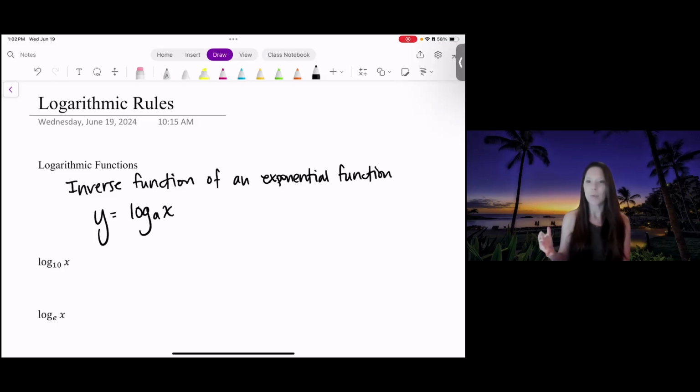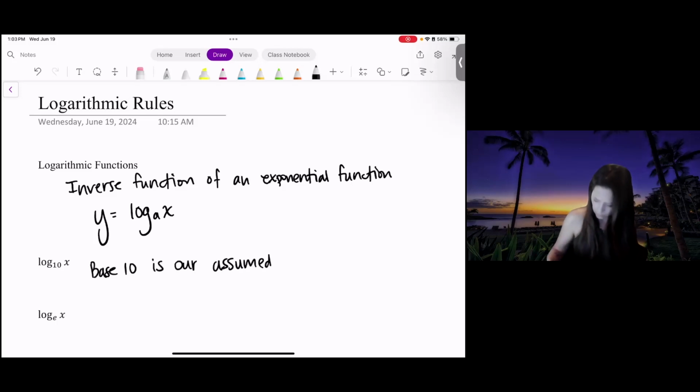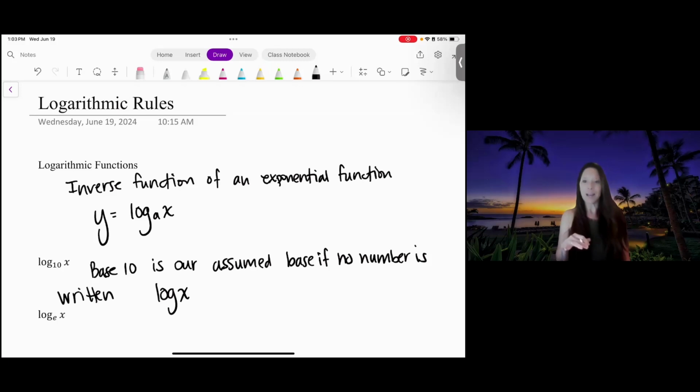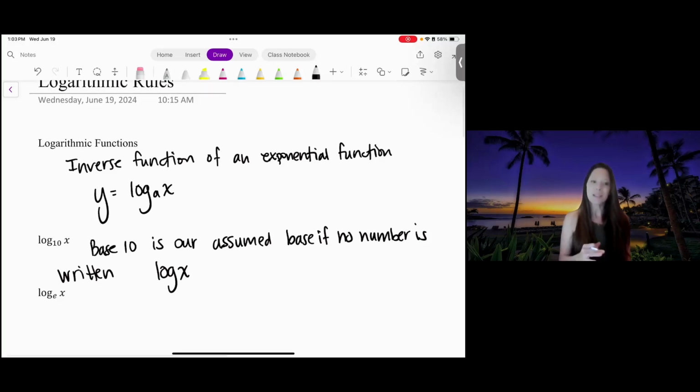There are two common bases that we use. Whenever you see log written without a base, the actual word log written without a base, it is base 10. That's always assumed. I would not write log base 10 of x. I just would write log of x, and I know that the base is 10. Log base e is actually written ln x.